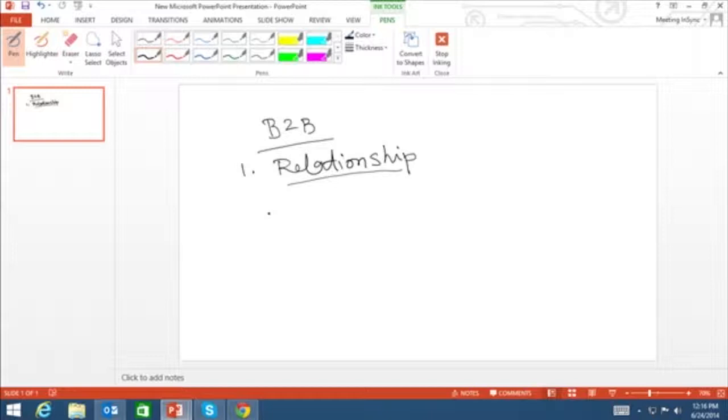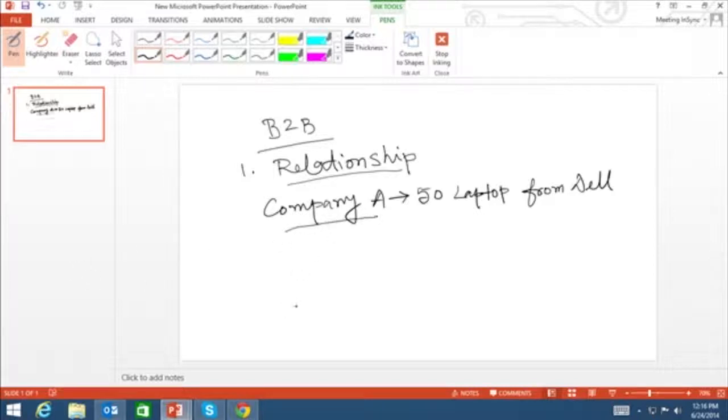By relationship we mean several things. On-time delivery ensures a good relationship. Good after-sale service, because here we are talking about a bulk purchase. For example, there is a company A purchasing 50 laptops from Dell. So Dell needs to treat company A in a proper manner. Dell cannot treat company A just like any other consumer.